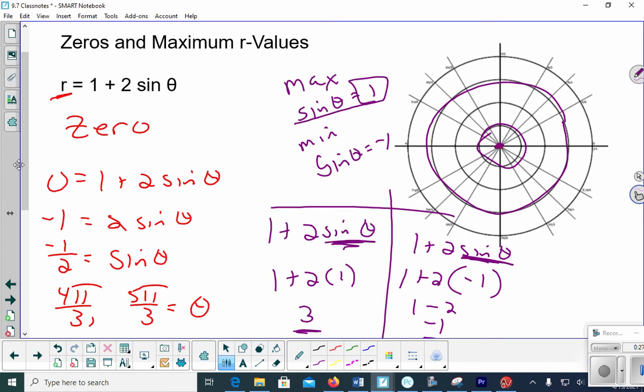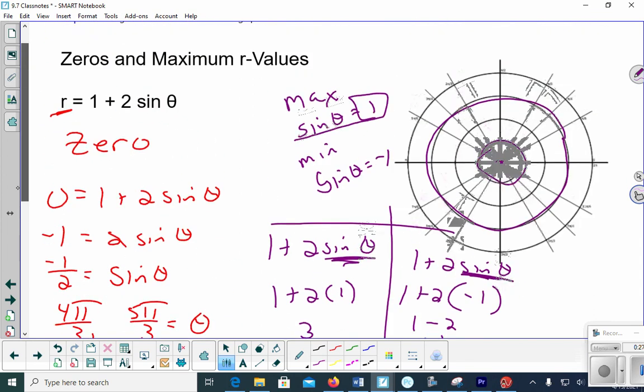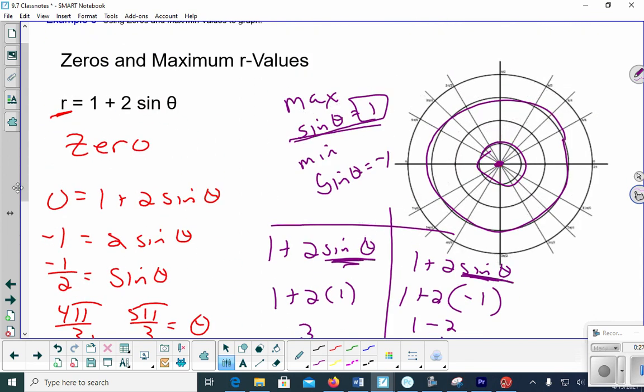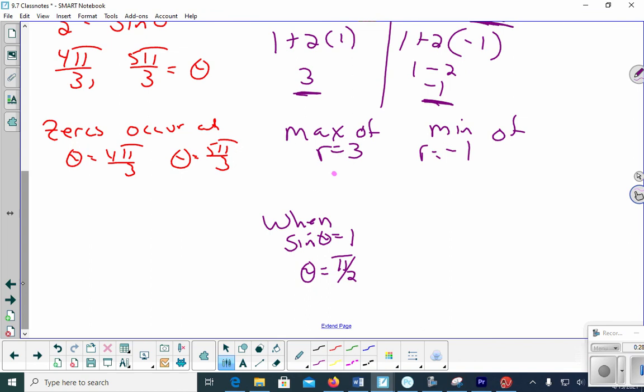Now you need to tell me when that occurs. And this is where we might have some trouble. So now I'm going to ask you, when is the sine of theta equal to 1? Well, hopefully you can tell me that's when theta is equal to pi over 2. So my max is going to be my 3 and pi over 2. That's my max. My radius is 3 when theta is pi over 2.